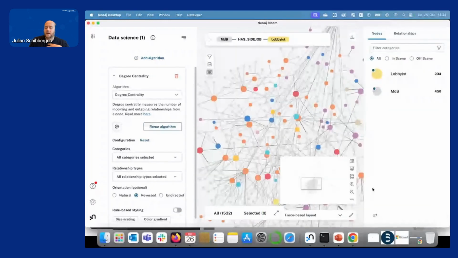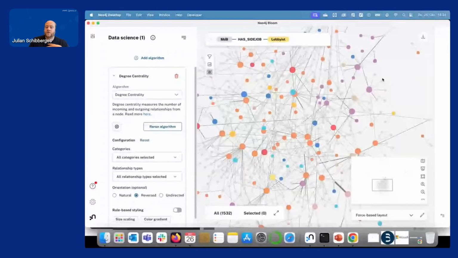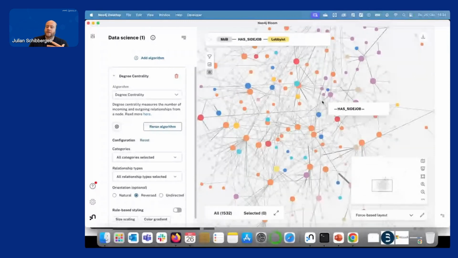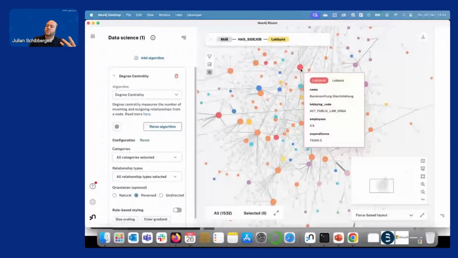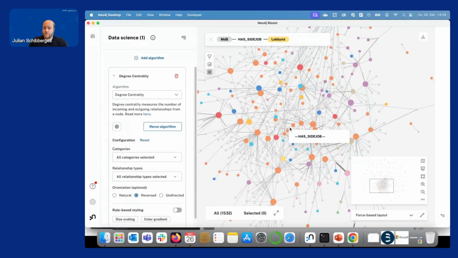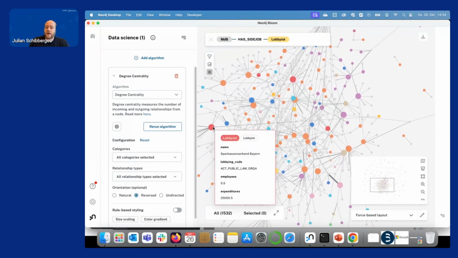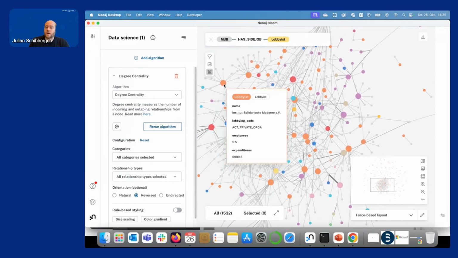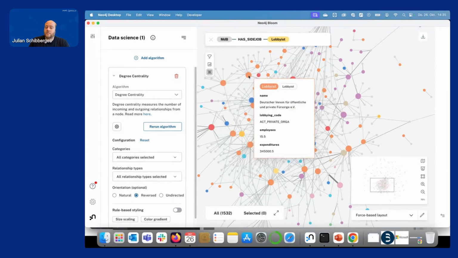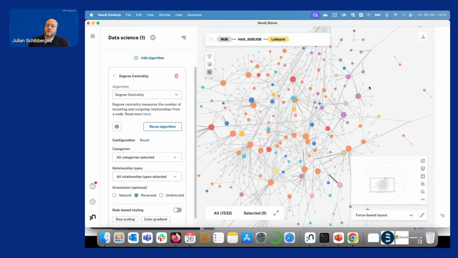And what we quickly see are those nodes: the bigger they are, the more side jobs or connections with politicians they have. And we can quickly see that there are quite a few that stand out. Some of them, there's nothing surprising about this. Just let me quickly look.